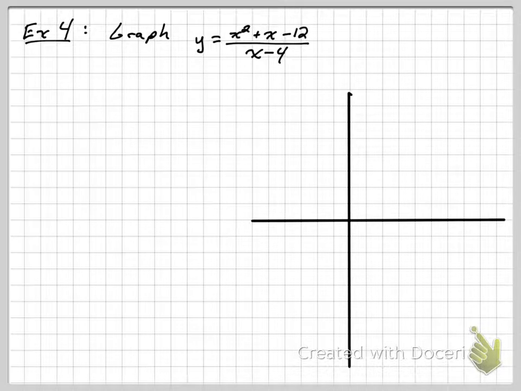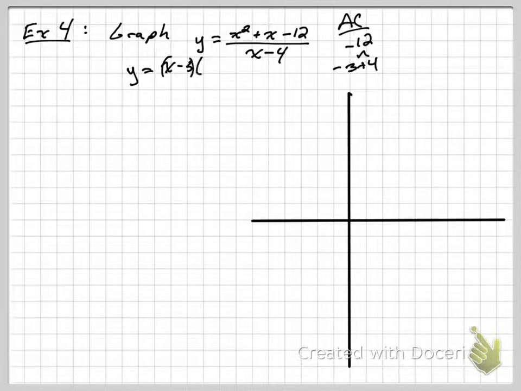Example 4, graph y equals x squared plus x minus 12 over x minus 4. Again, first step is to go ahead and factor the numerator. So what's my AC number here? 1 times negative 12 is negative 12. Factors of that, I'm looking for 1, so I know 3 and 4 is going to work. I need a positive 1, so it's negative 3 plus 4. Again, take your shortcut, and my new equation is y equals x minus 3 times x plus 4 all over x minus 4.